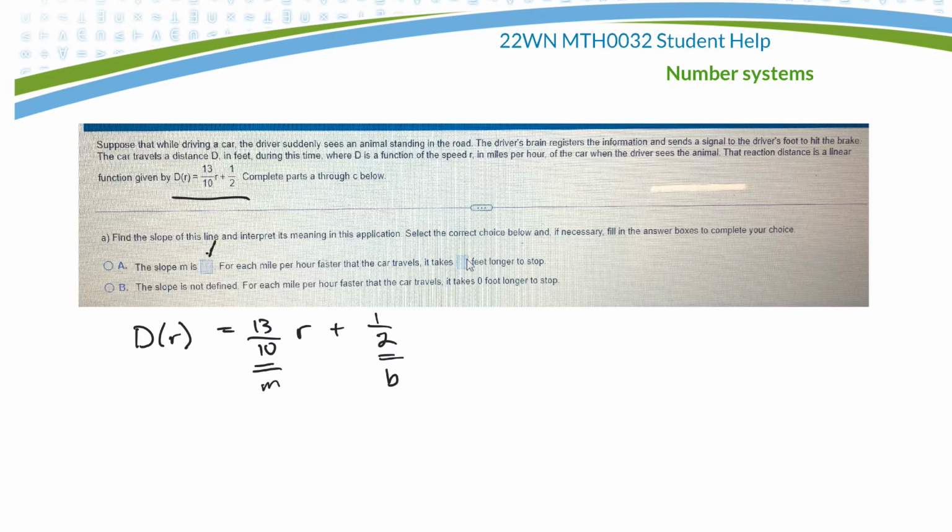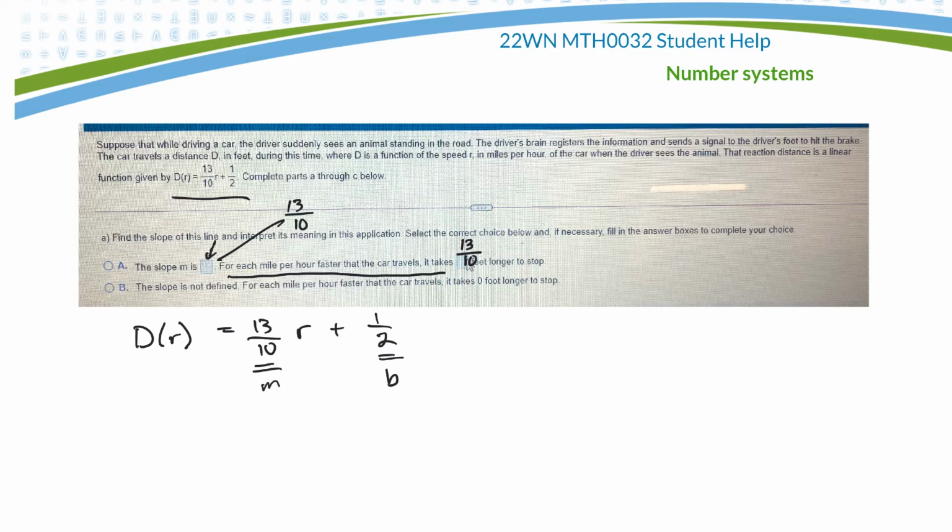Okay, so here the slope I would just put in 13/10. And this is basically defining what slope is in this particular instance. So it takes how many feet longer? It would be 13/10. So that's the rate of change for you to stop given a certain rate of speed.